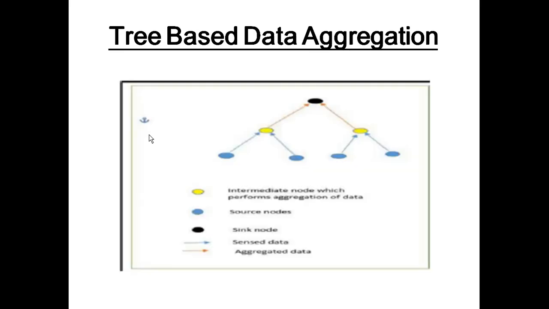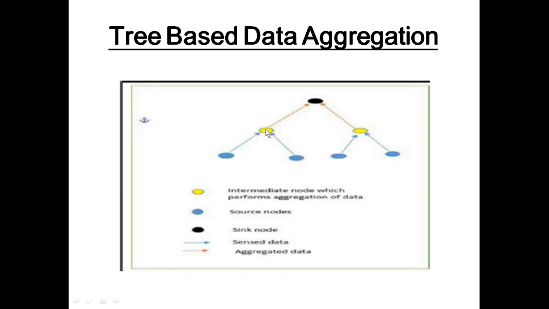So here the blue colored nodes are the source nodes, which are called the leaves. Then we have the yellow color nodes. These are the intermediary nodes. Again, these intermediary nodes perform the data aggregation, and they collect the data from the source nodes and transfer it to the root. The black colored node is the sync node. It is the root. These blue colored are the leaves. These are the intermediary nodes again, and this is the root node. The objective is sending the data from downward to upward.